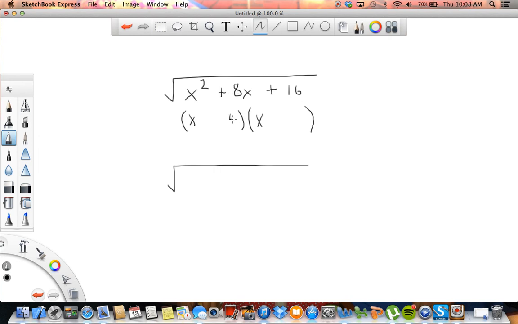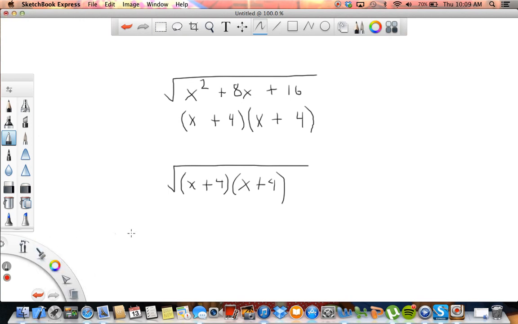I'm going to do this really quickly though. 4 times 4 gives me 16. 4 plus 4 gives me 8. This sign right here tells me that both of my signs are the same. This sign right here tells me that they are positive. So that's what we have factored out. So we have the square root of x plus 4 times x plus 4. And then you can clearly see what we're going to do from here.